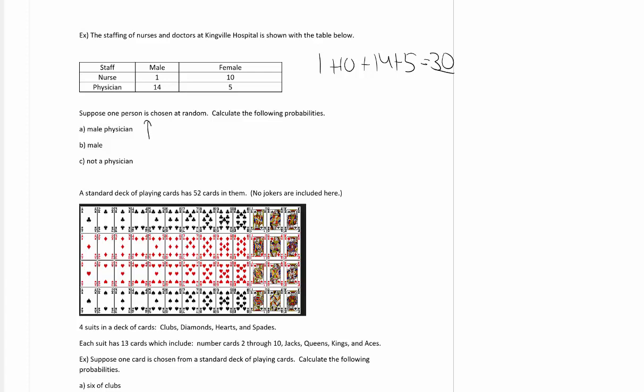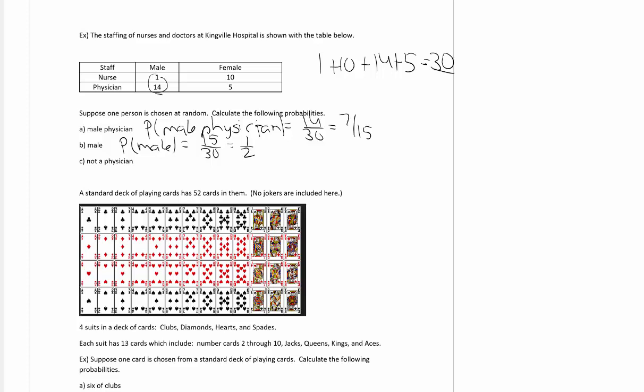So the probability of a male physician, well, how many male physicians are there? There are 14 out of 30. Divide the top and the bottom by 2. That's going to be 7 over 15. A male, well, that's either going to be a male nurse or a male physician. 1 plus 14, that's 15 over 30. Divide top and bottom by 15, that's 1/2.